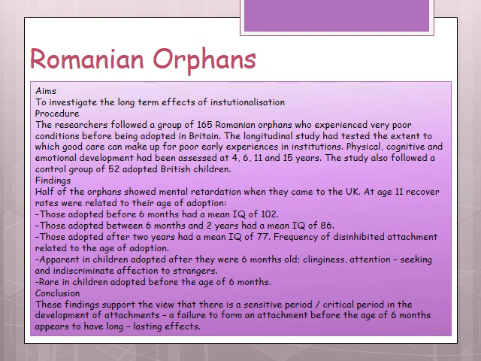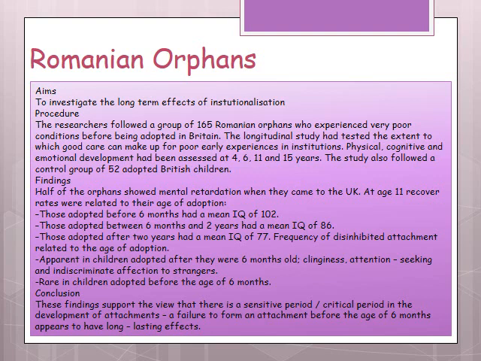The researchers followed a group of 165 Romanian orphans who experienced poor conditions before they were adopted in Britain. It was a longitudinal study, so they were assessed at the ages of 4, 6, 11 and 15 years. They were assessed in terms of their physical, cognitive and emotional development. They also had a control group of 52 adopted British children. Half the orphans showed mental retardation when they came to the UK.